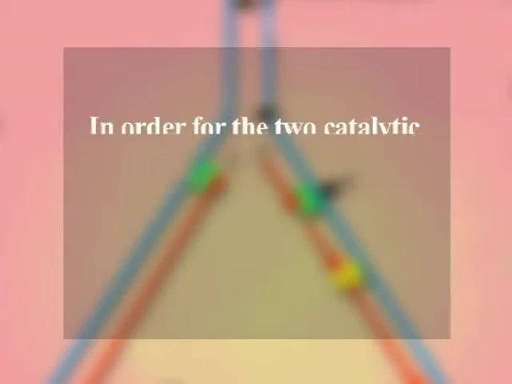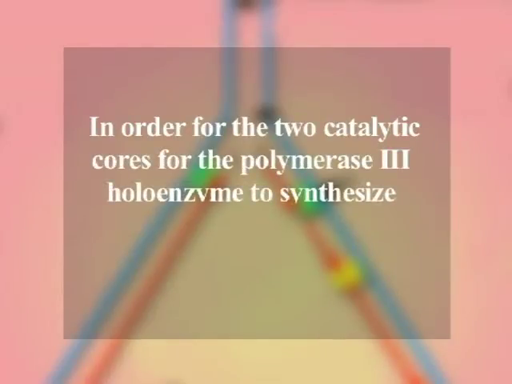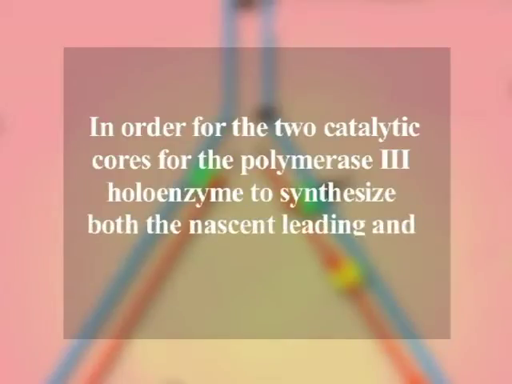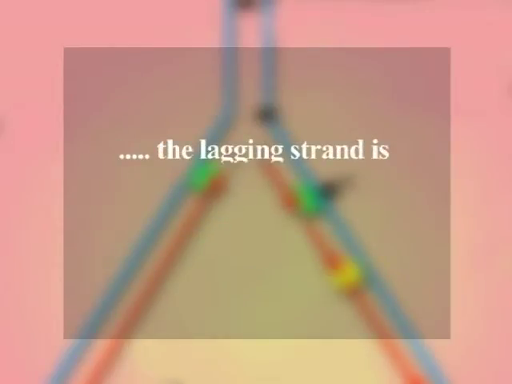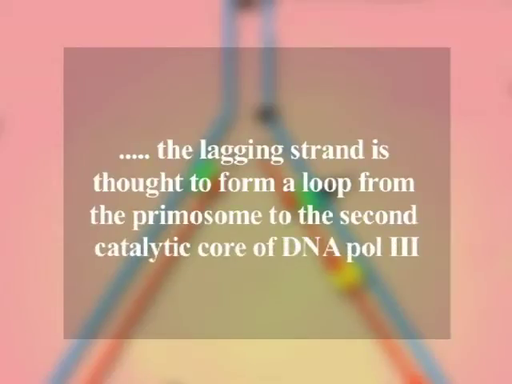In order for the two catalytic cores of the polymerase III holoenzyme to synthesize both the nascent leading and lagging strands, the lagging strand is thought to form a loop from the primosome to the second catalytic core of DNA polymerase III.